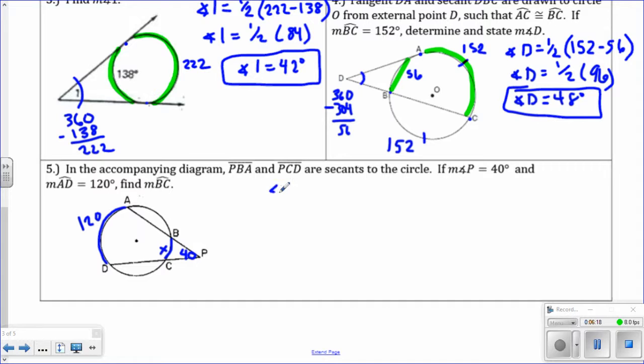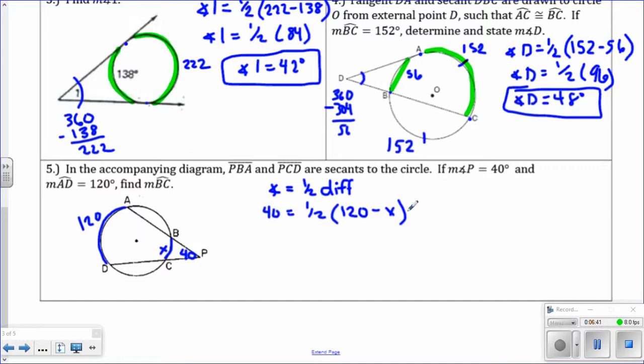So the rule is the angle, I always like to write it as an equation, the angle is half of the difference of the arcs. Okay, now let's plug stuff in. The angle is 40. It equals half of the difference of the intercepted arcs. Now the larger arc has to go first. You can tell in the diagram, 120 is larger than the X. Difference is subtraction, and we don't know the smaller arc.